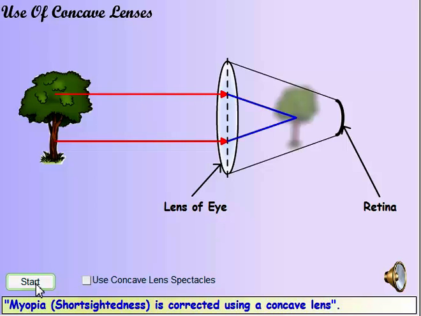Myopia or short-sightedness is a disorder of the eye, wherein the convex lens of the eye forms an image which falls short of the retina and hence appears blurred. To correct this problem, a concave lens is used as glasses, which diverge the rays before they fall on the convex lens of the eye. Now the image falls on the retina and is clear.